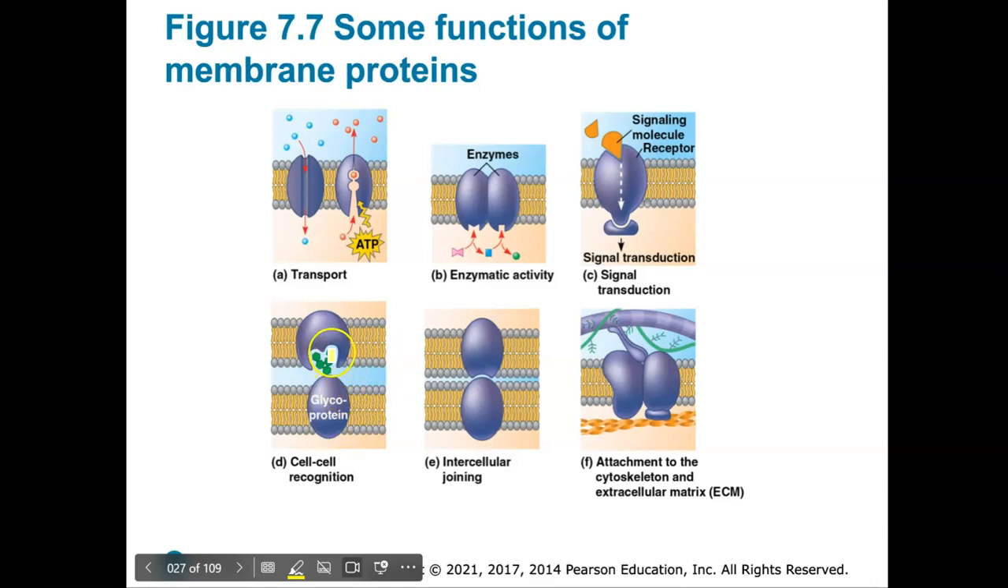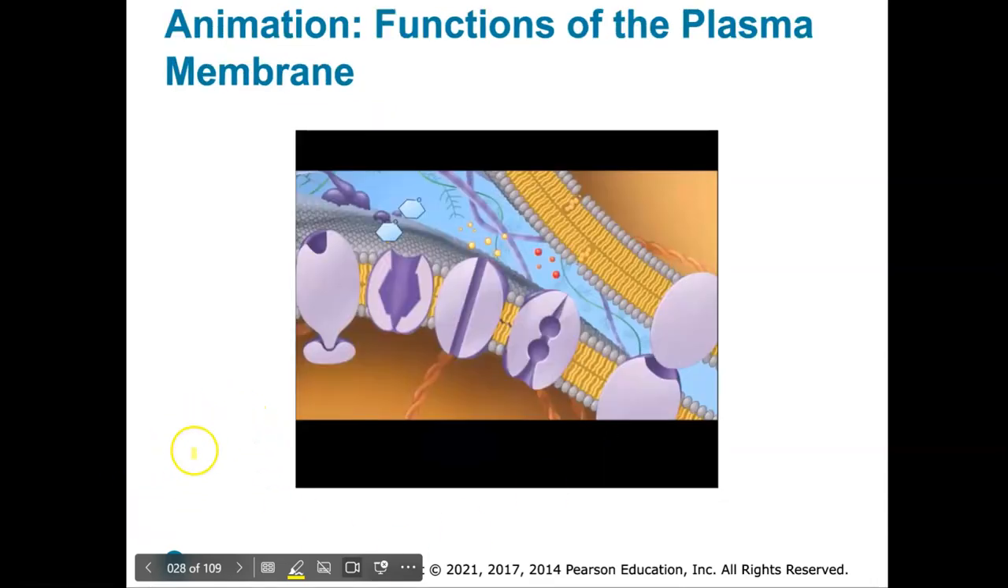We have glycoproteins, which have carbohydrate chains attached, and they function in cell recognition. We have joining proteins. We had all different ones. We had the tight junctions, gap junctions, desmosomes, but they attach cells to one another. And then we have proteins that contain, this is called fibronectin right here. They contain a substance that attaches to the extracellular matrix outside the cell and also to the cytoskeleton. So it attaches the plasma membrane, it kind of holds the plasma membrane in place. All right, and these are the functions of the plasma membrane, and that's on slide 28.